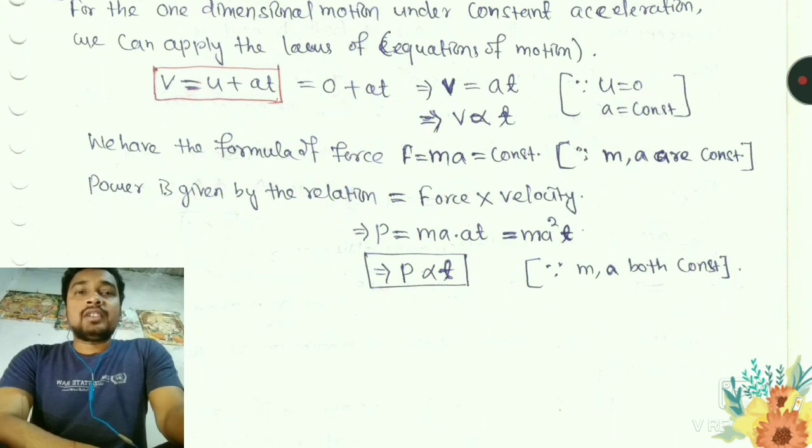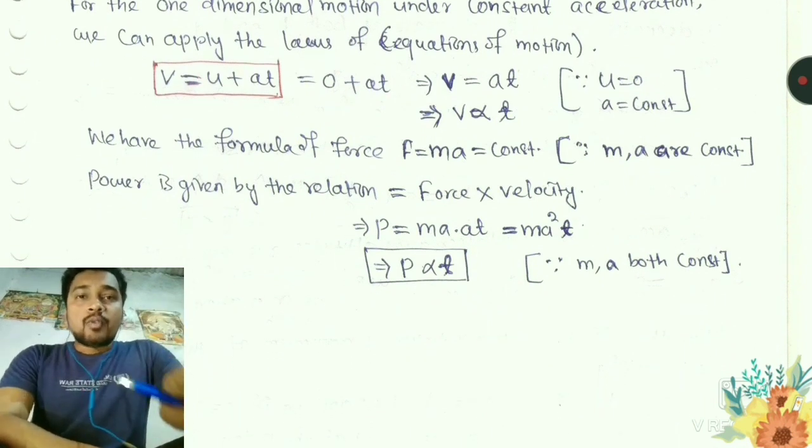Then power is given by force into velocity, F into v. F is ma and v is a into t, so power is m a square t. As m and a are both constant, power varies directly proportional to t to the power 1.